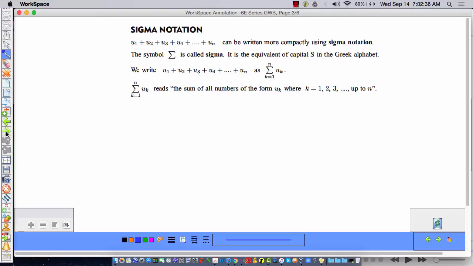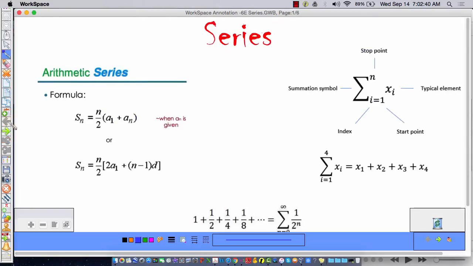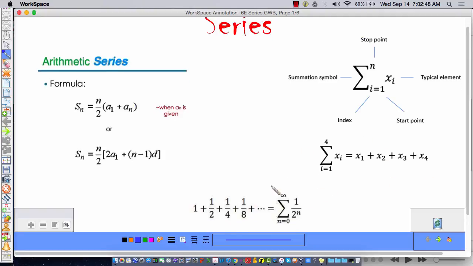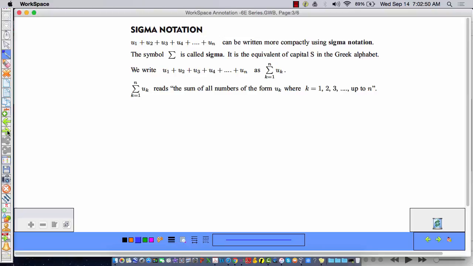Something quite important is called sigma notation. Here is a general term, and then it gives you a specific one here. Here's another one right here. Instead of writing out each single term, we can use sigma notation. This is the Greek letter sigma.